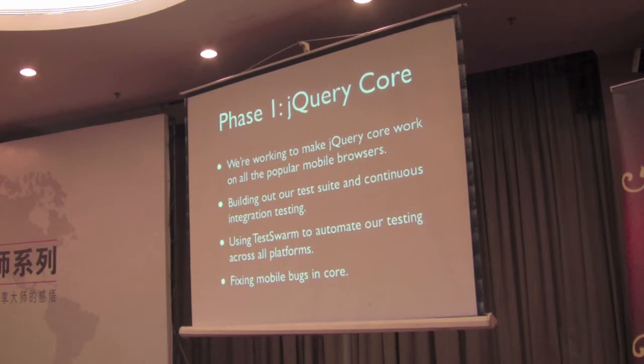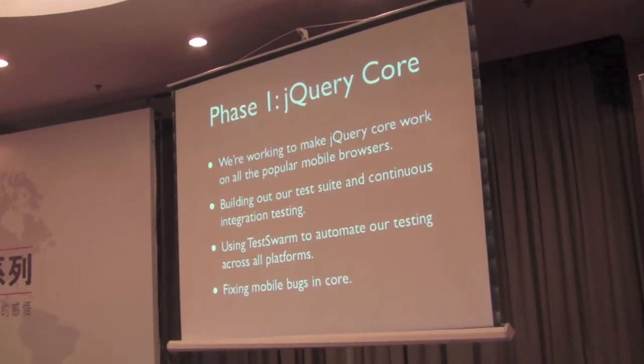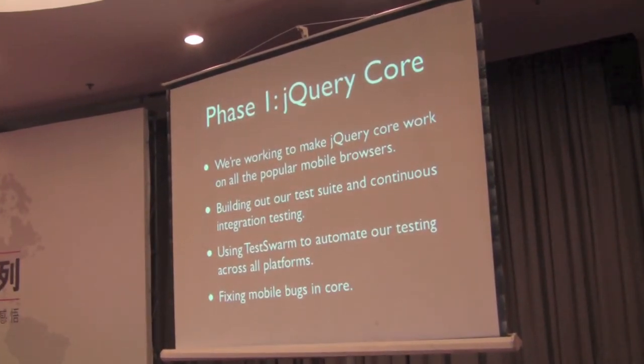So the first phase of what we've been doing is working on jQuery Core. This is improving the core jQuery library, trying to make it faster, but also to make sure that we fix bugs that exist on mobile platforms. That way, if you're going to use jQuery on a BlackBerry device, or Windows Mobile, or iPhone, or what have you, it's going to work exactly how you would expect.